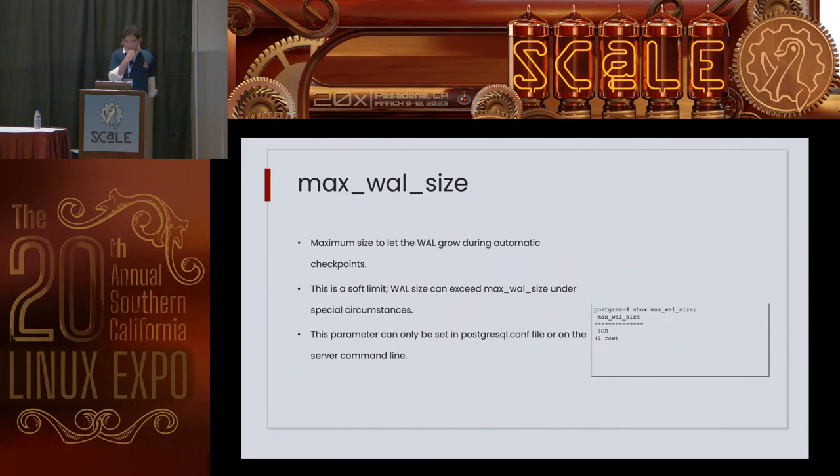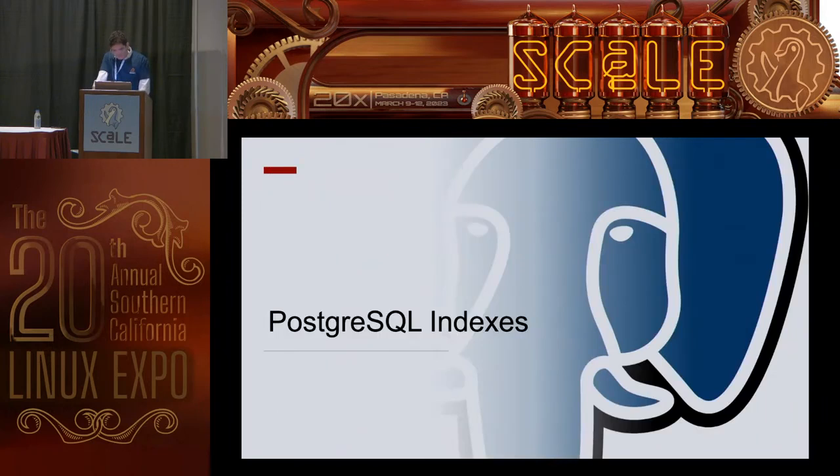Max WAL size, the maximum WAL size, lets the WAL grow during automatic checkpoints. As I said, when you set the checkpoint the WAL grows, so you can set the max WAL size. The default is 1 GB.